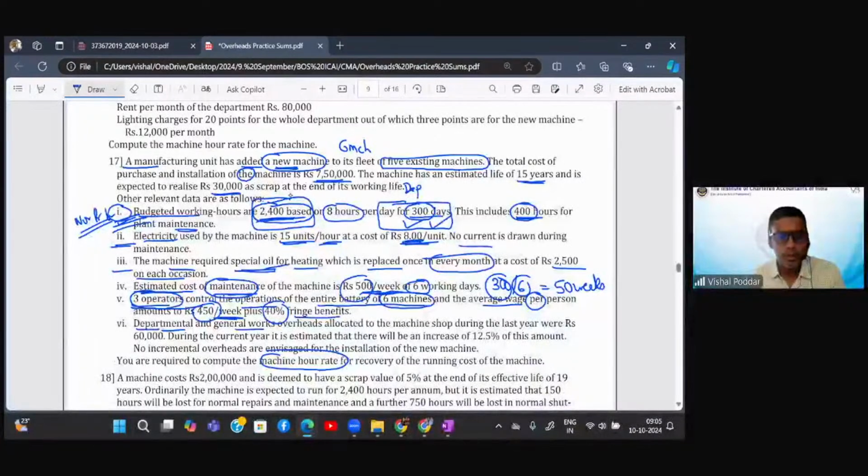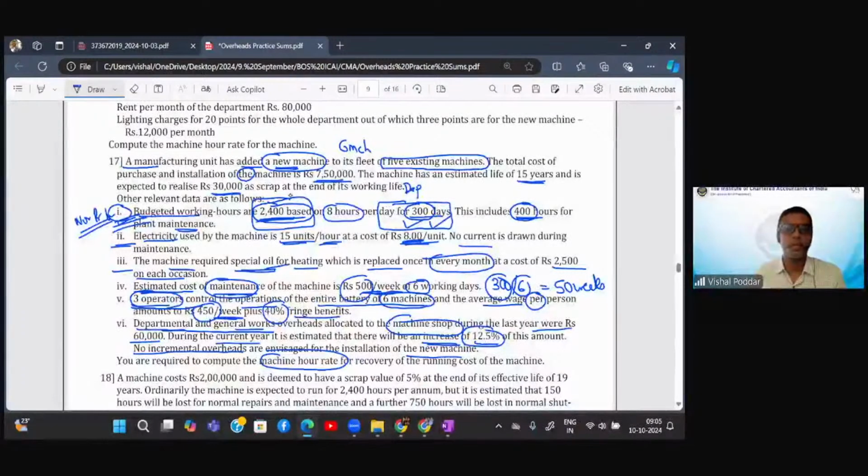Now next is departmental and general overheads allocated to the machine shop. Machine shop means my entire department. So it is not for one machine. Now it is for my whole department. How much is allocated? Last year, the figure was 60,000. Now during the year, there is going to be some inflation, because of which there is going to be an increase of 12.5%. And there is no additional overheads envisaged for the new machine. So because of the new machine, nothing separately would be added. The general increase is 12.5.